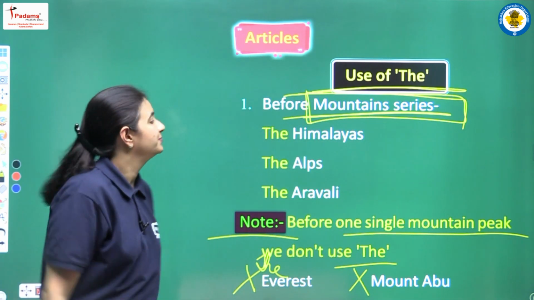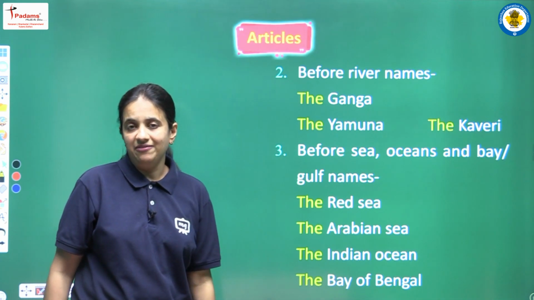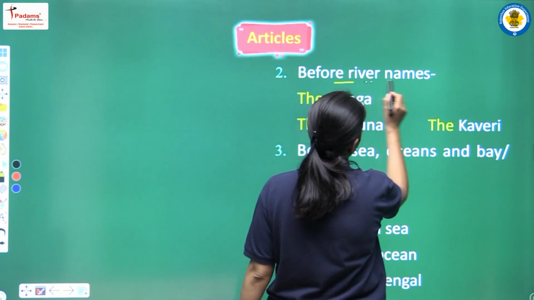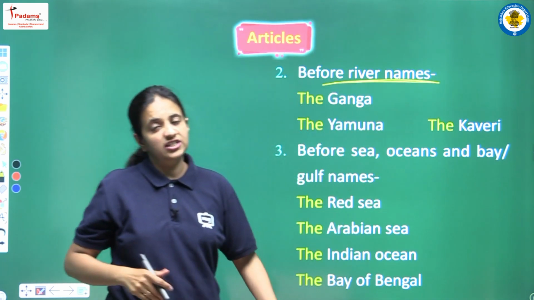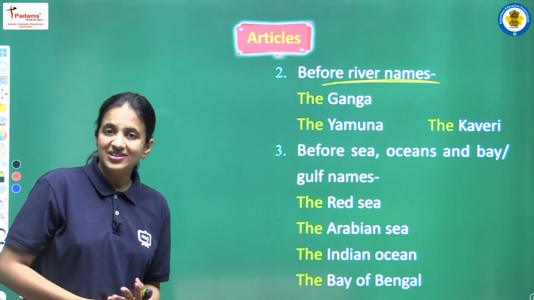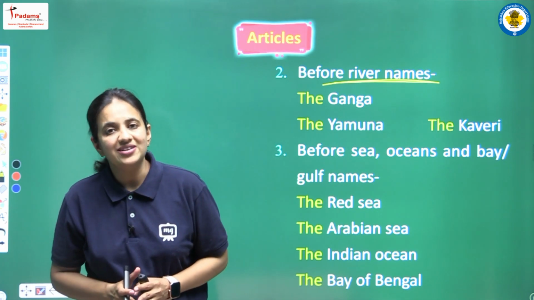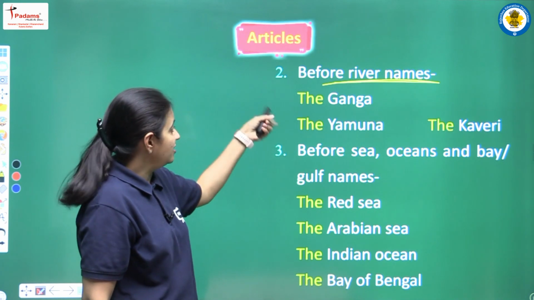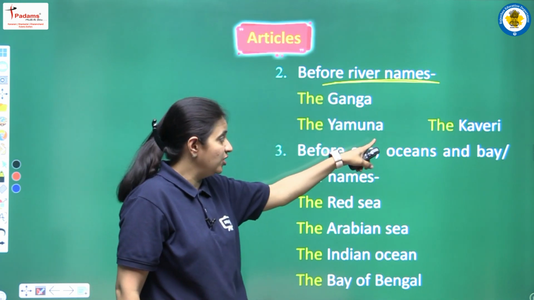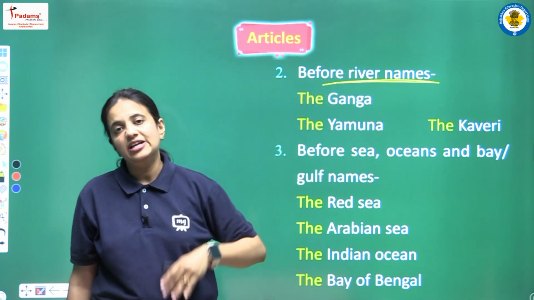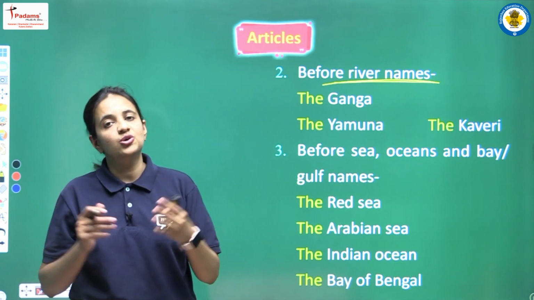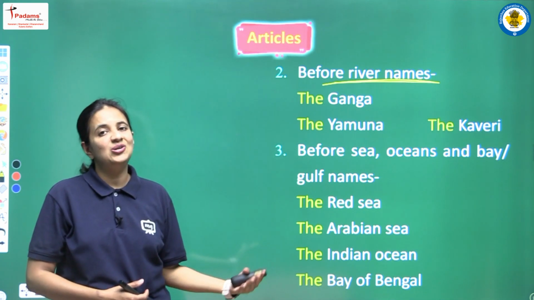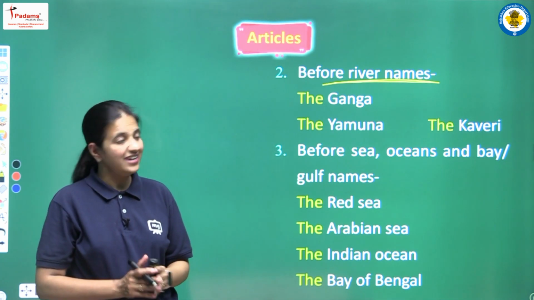All right, moving on to the next use of the article. It is used before river names. For all the important, famous rivers we can use the article. Some examples: the Ganga, the Yamuna, the Kaveri. So before such famous river names we can use the article, right?